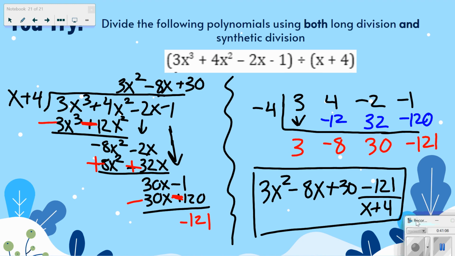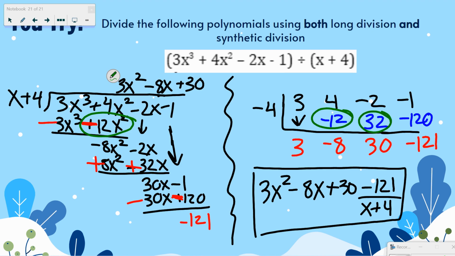To check your solutions, you're dividing two different ways, so you should have got the same thing in the end. Notice how the numbers you get from synthetic division show up in long division. This minus 12 is where you get this value from right here, so that's why when you're subtracting, you're getting that same thing. And this 32 is coming in right here with that x. And lastly, this minus 20. See how those are all matching up the same.